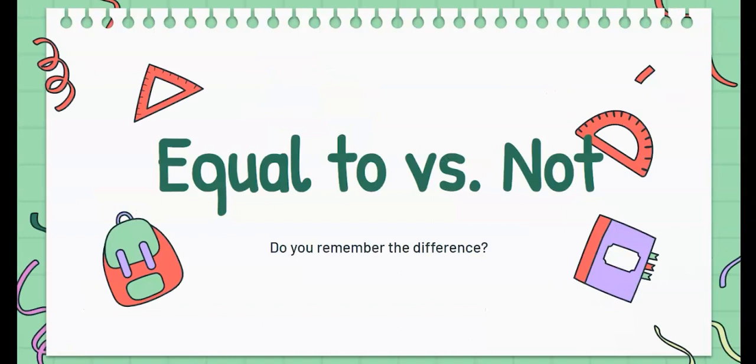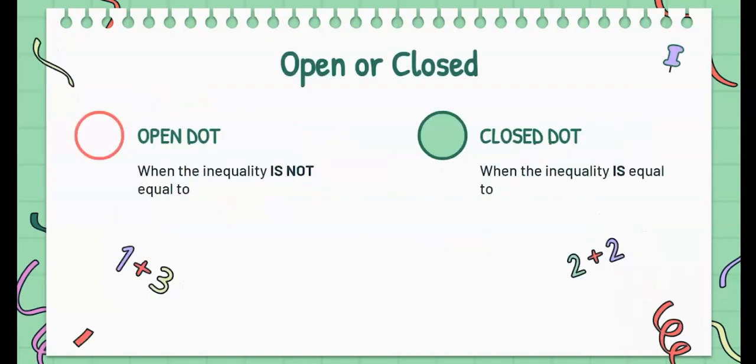Now, there's one other thing you have to consider when graphing: whether or not the inequality is equal to or not. Now, do you remember the difference in the graphs when it's equal to compared to not equal to? So the terms you might have heard are the terms open and closed. With inequalities, you can have an open dot as part of the graph, and that occurs when the inequality is not equal to the number. Or you could have a closed dot. That's when we have it shaded in. And that occurs when the inequality is equal to the number.